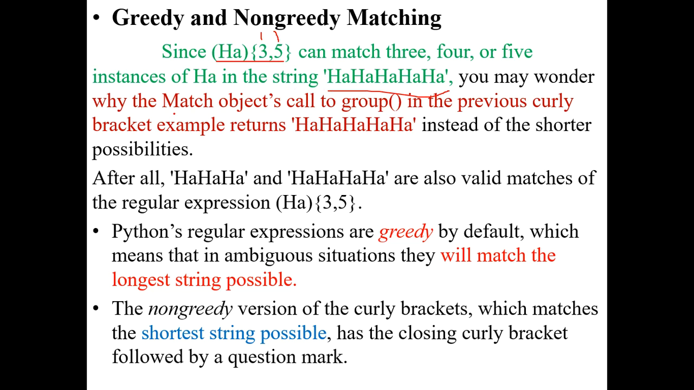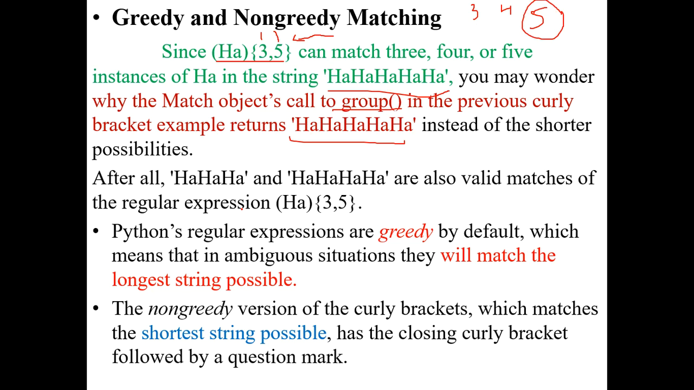So you may wonder why the match object's group method in the previous curly bracket example returns only 5 times instead of the shorter possibilities. When we call the group method, it returns the output as the letters HA 5 times. As we have mentioned the constraint, it can match either 3, 4, or 5. Among these 3 possibilities, why is it matching only 5? Why not 3 or 4? Clear? So that is one question here.